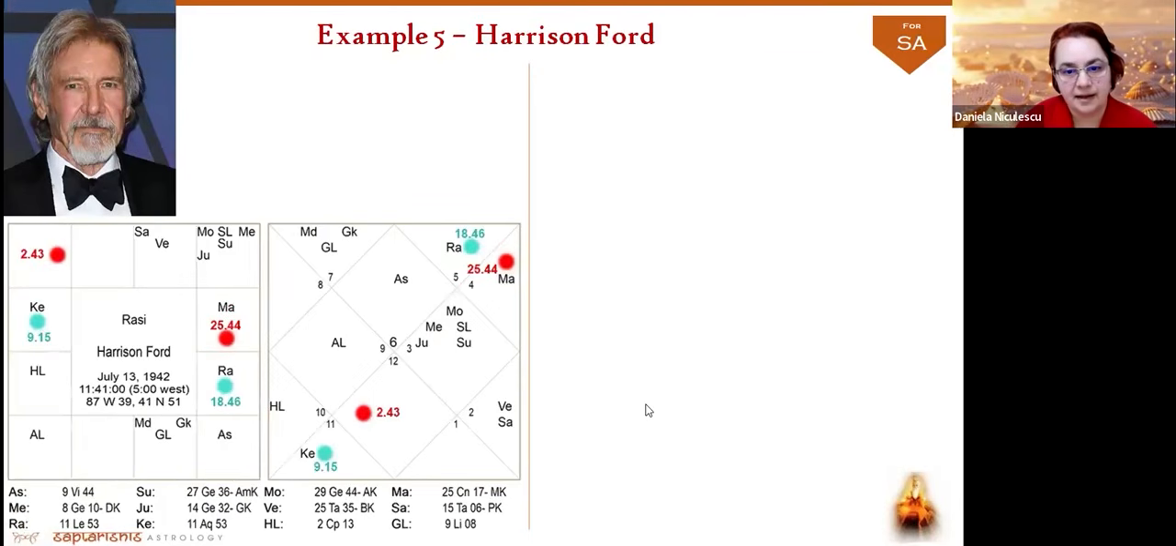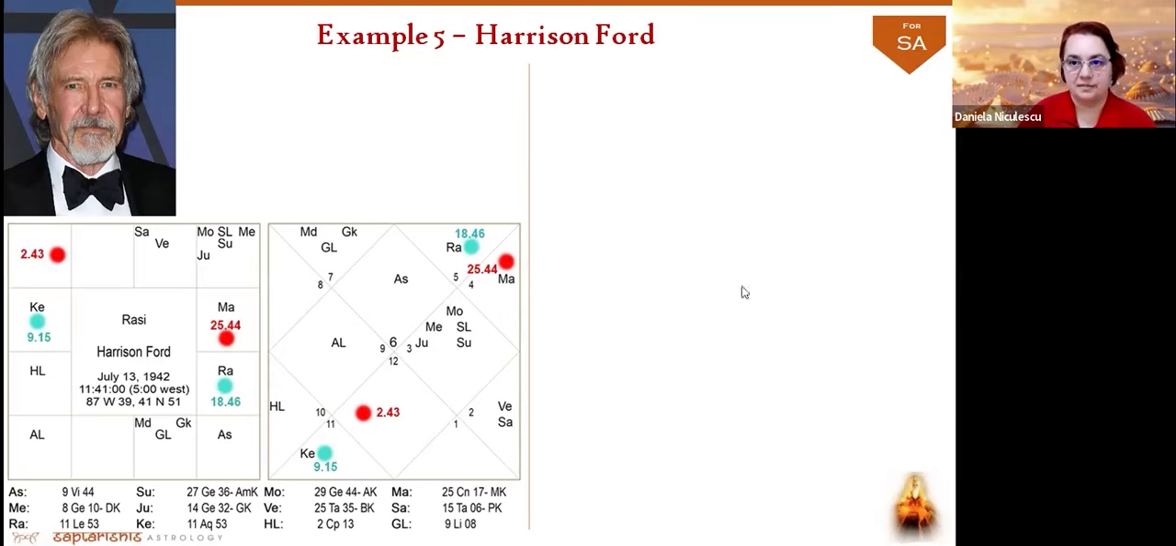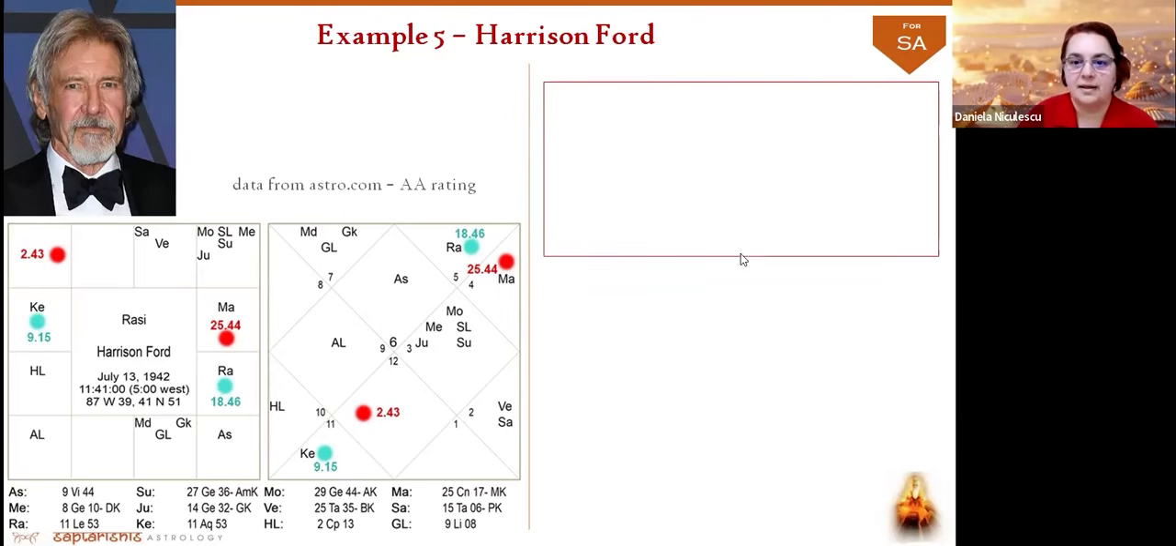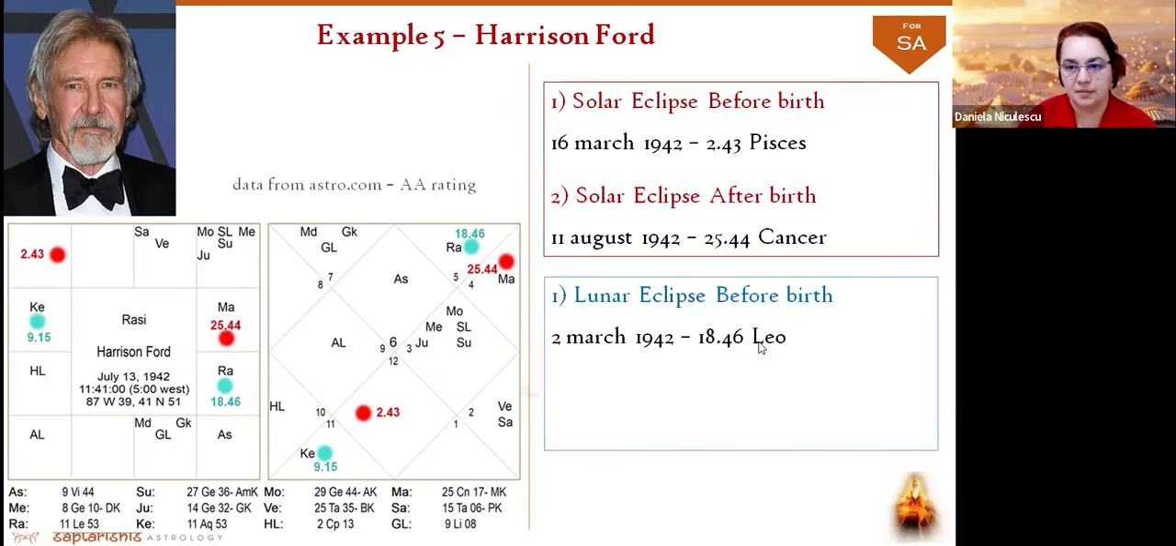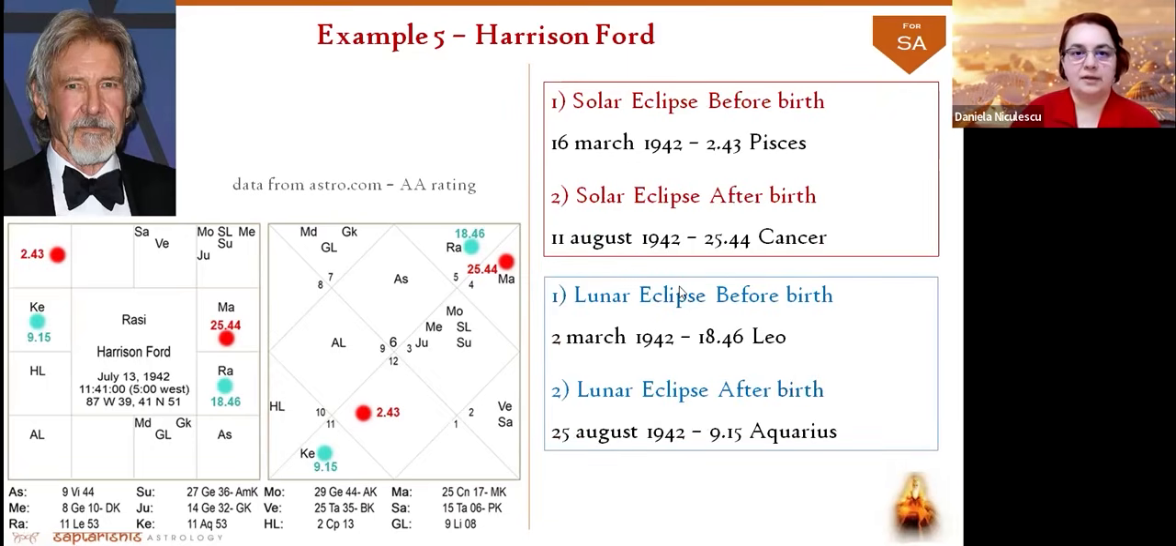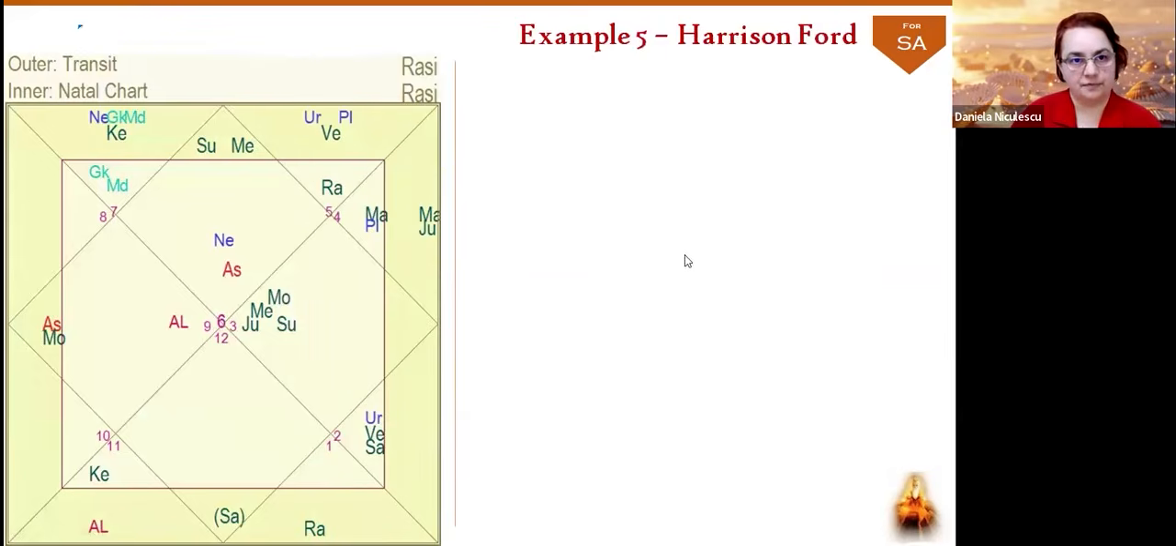In his case, he has, again, 4 houses over here. So Cancer, Leo, Aquarius, and Pisces. So very, very busy man. Okay, his solar eclipse points and his lunar eclipse points. Okay, and then we go to a transit chart for him.